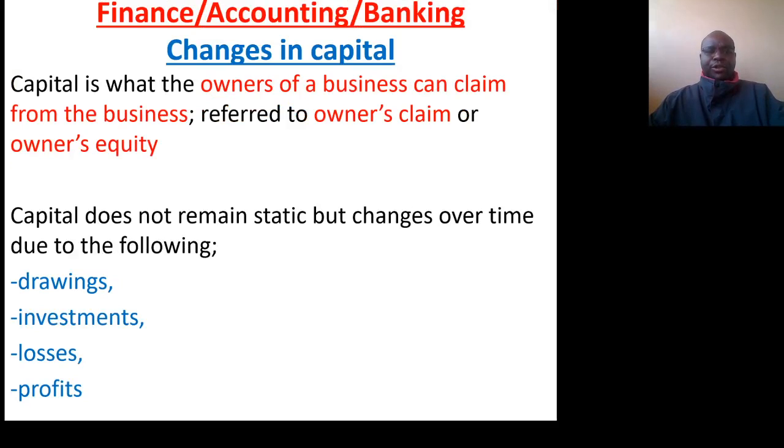Changes in capital. Capital is what the owners of a business can claim from the business. It is also referred to as owner's claim or owner's equity. Capital does not remain static but changes over time due to the following: 1. Drawings. 2. Investments. 3. Losses. And 4. Profit.